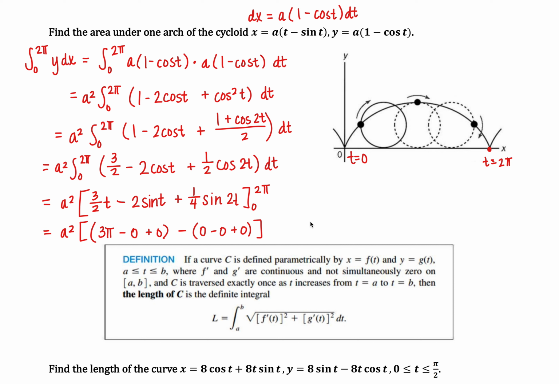So with all that, we're simply left with, sorry, we have a 3 pi, not a 3 halves. 3 pi inside the brackets. So we have a squared times 3 pi, or 3 pi a squared.